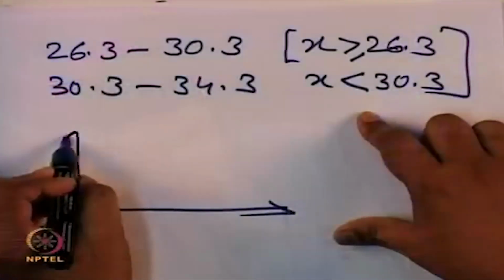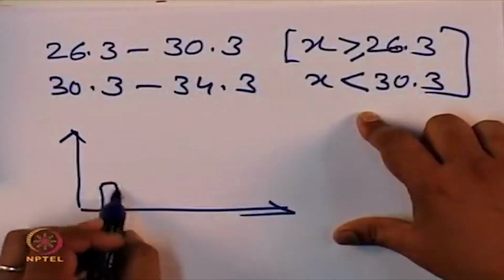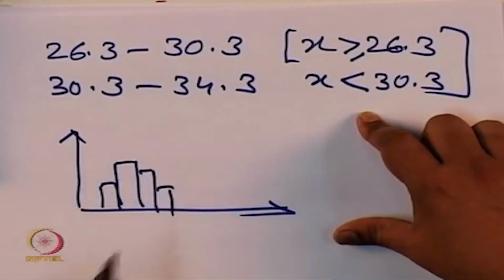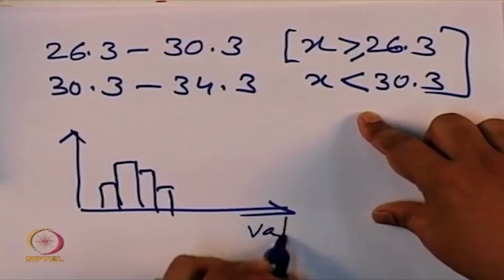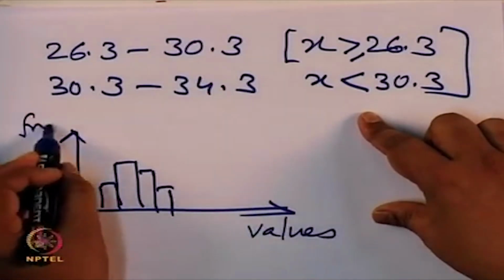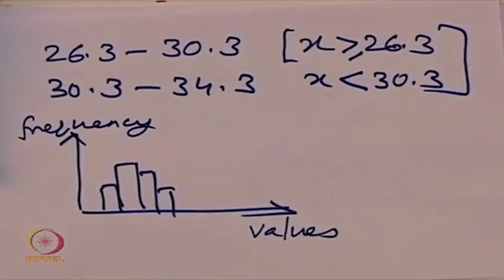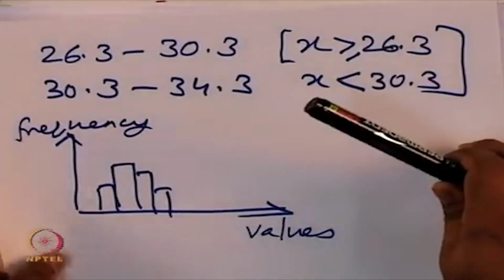So, your histogram looks something like this. You can have these bars. In our case we have 4 bars, so we will have this distribution. These are values and this axis is frequency, or the number of them. So, it is possible to convert this data.